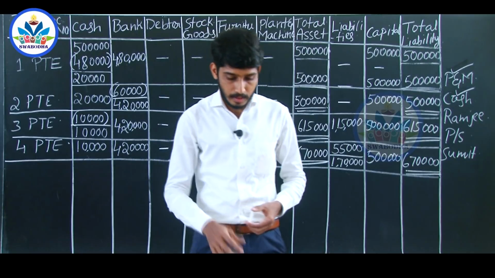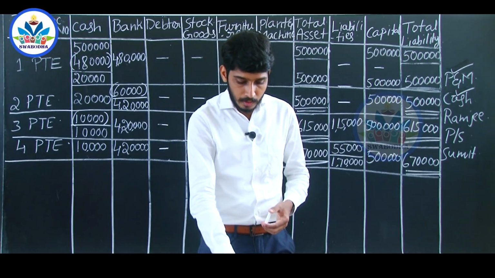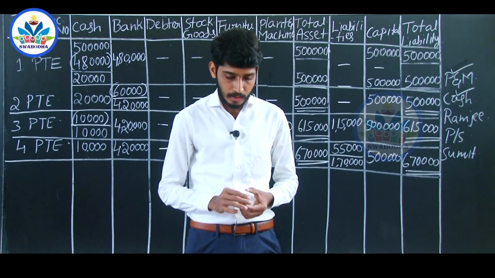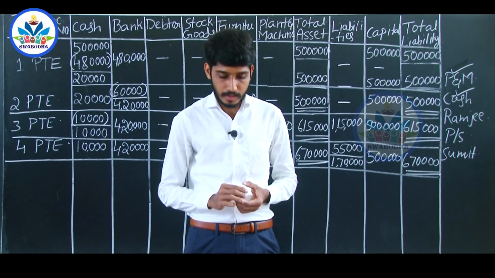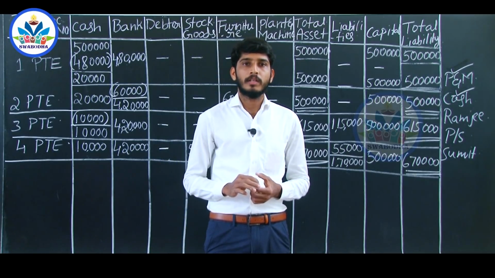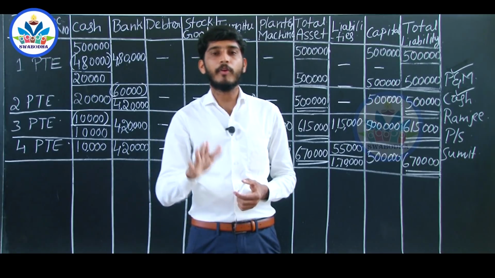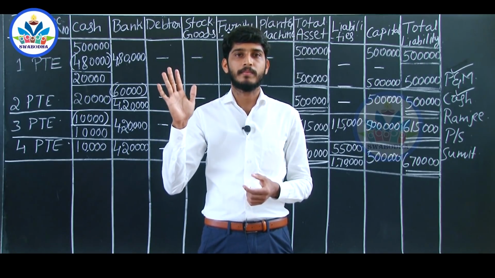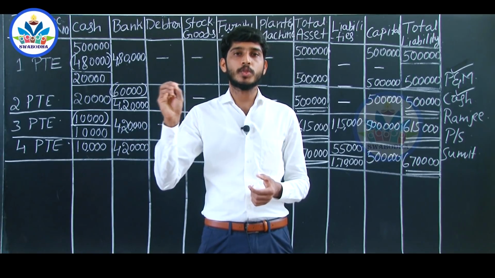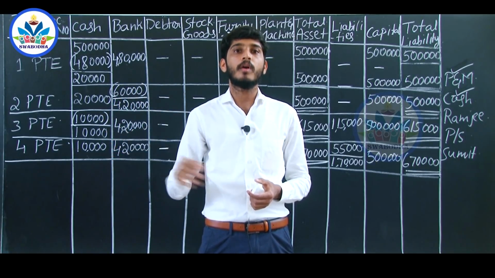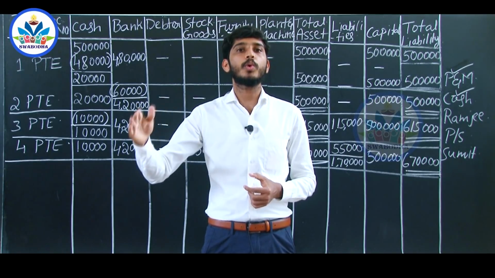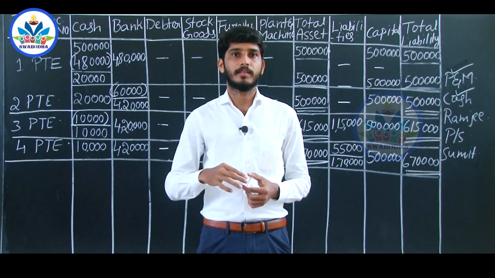Next transaction, transaction number 5. Goods costing rupees 25,000 sold to Rajani Enterprises for rupees 35,000. In the transaction, there is no information about the cash. Goods costing rupees 25,000 has been sold to Rajani Traders for rupees 35,000. That means sold at a profit margin.